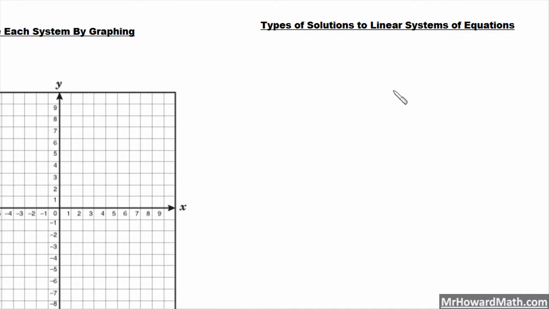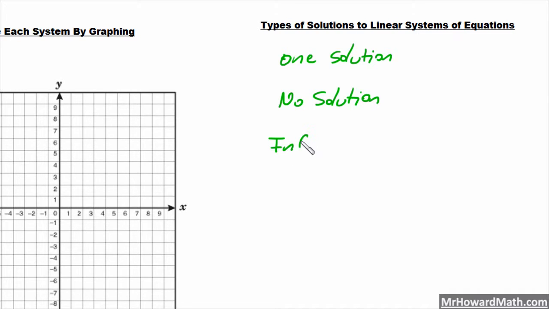Alright, today we're talking about linear systems of equations. There are really three types of possible solutions to linear systems. There can be one solution, which is just a single ordered pair. There can be no solution. And there can be an infinite number of solutions. Those are the three possible categories, and we'll get into each of them as we move through this unit.